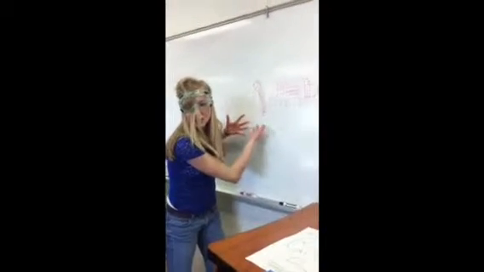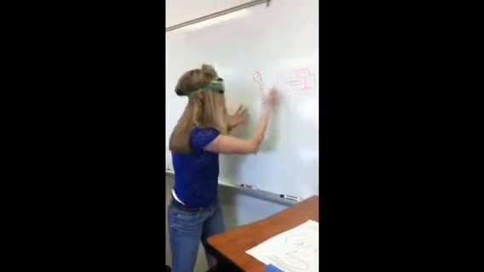Now that we're done with the Krebs cycle, we can move on to the electron transport chain. The electron transport chain is the final and most important step of cellular respiration. It is where a majority of the ATP is created.